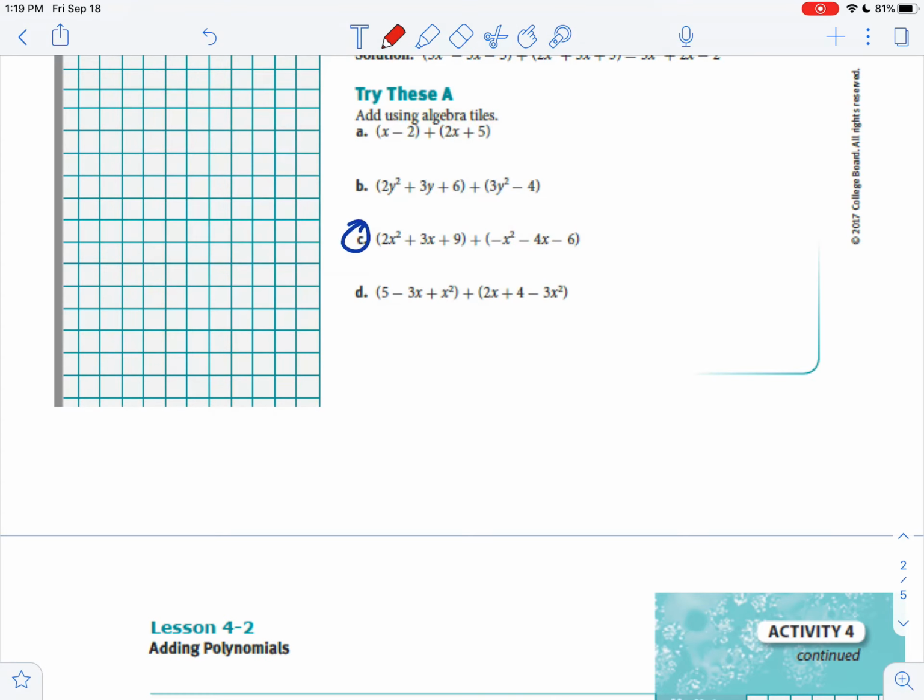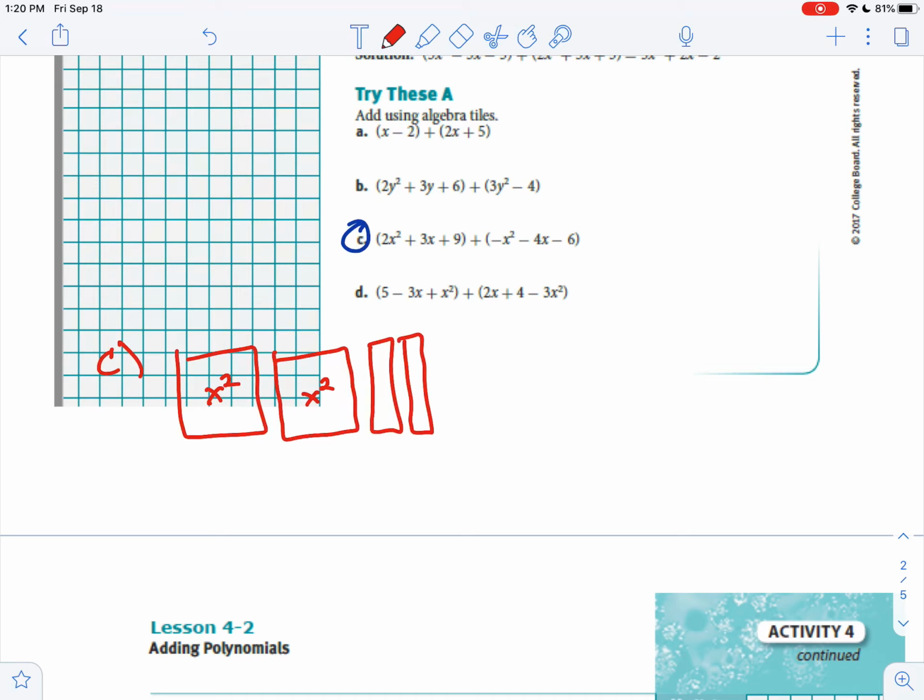So I'm going to start by modeling the first polynomial. I have 2x squareds. Okay, so let's make 2 squares for x squared. These are positive. Okay, and then I have 3 x's, which are also positive, so I'll continue using red. 2, 3, those are my x's. Okay, and then I have 9 singular solar panels, so 9 little squares. 1, 2, 3, 4, 5, 6, 7, 8, and 9.